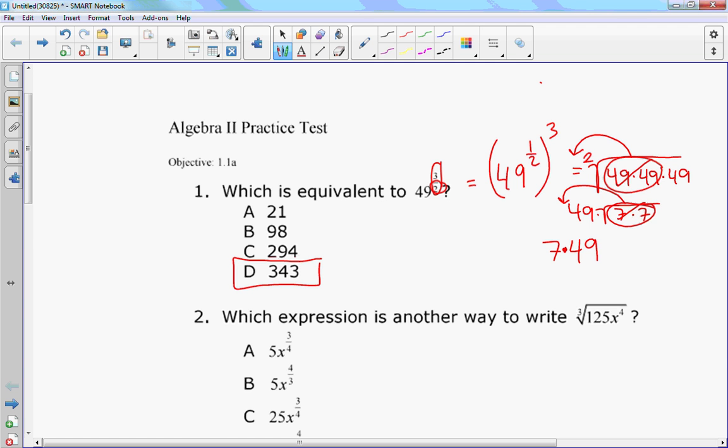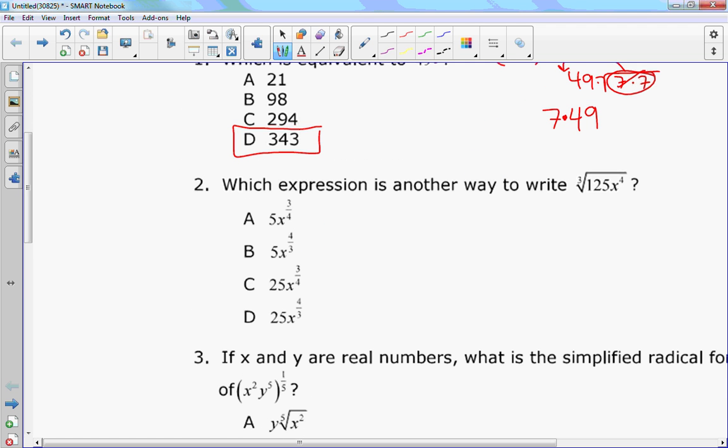Okay, number 2. Which expression is another way to write cube root of 125x to the 4th? What does this little 3 represent? The 3 represents the denominator of a rational exponent, and if we're simplifying, it means we're going to look for a grouping of how many? 3. So first, I would see if I have any groupings of 3.